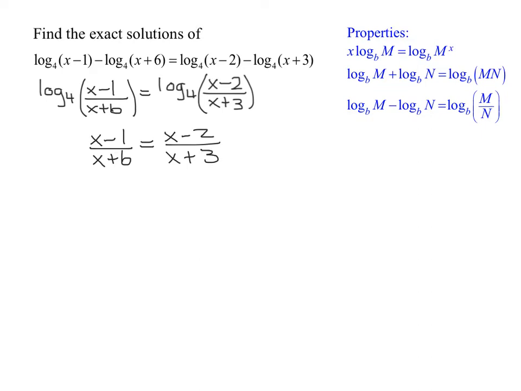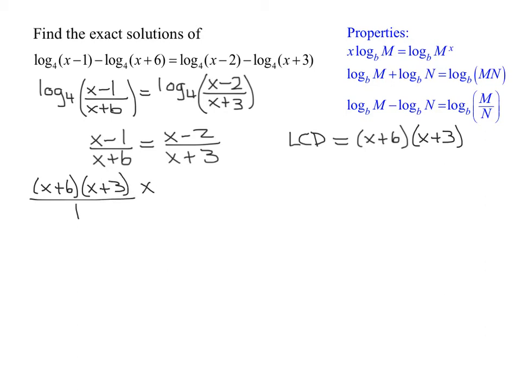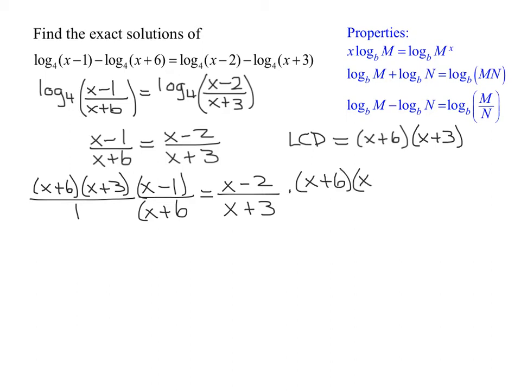Now I have an algebraic equation. This is a rational equation, so I need to find the least common denominator. I look at my first denominator, I need an x plus 6 in my LCD. Now I go to my second denominator. Do I have an x plus 3 there? No, so I have to multiply by x plus 3. Now all I have to do is multiply both sides of this equation by the LCD. So there I've multiplied the left-hand side, and now I'm going to do exactly the same on the right-hand side. By multiplying both sides by the LCD, hopefully all my denominators reduce away.